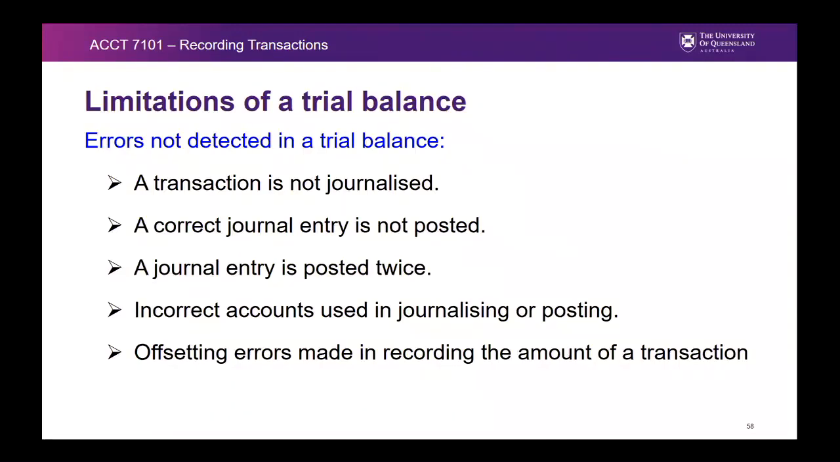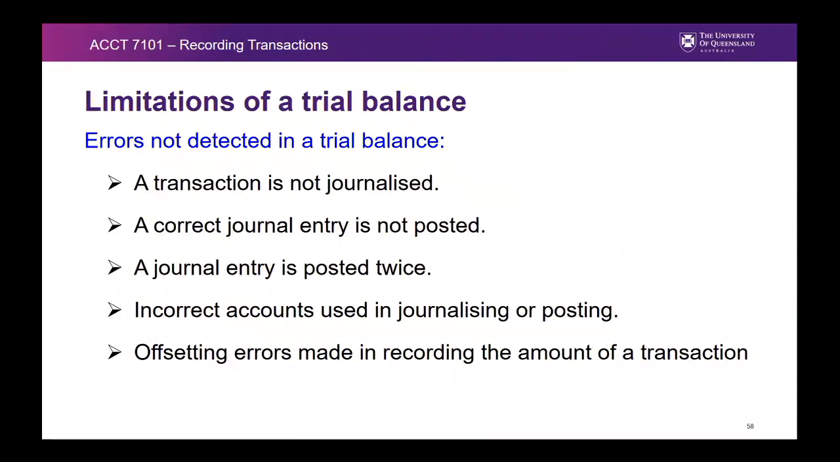Sometimes the journal entry is posted twice. If you include it twice, of course, the amounts are going to be different. Sometimes you just missed a zero or wrote another number as well. So the trial balance doesn't detect or pick up some of these errors.